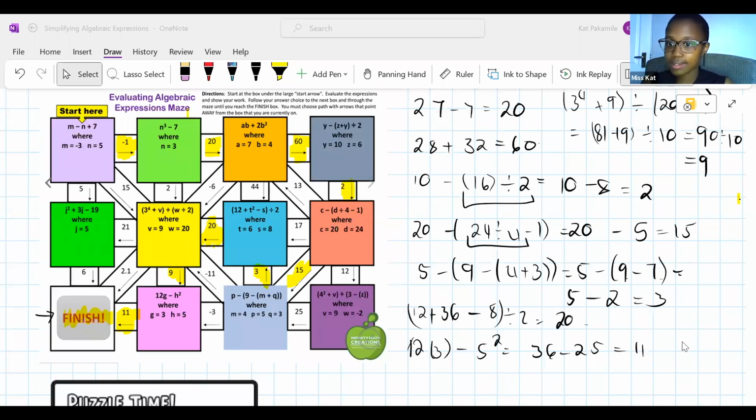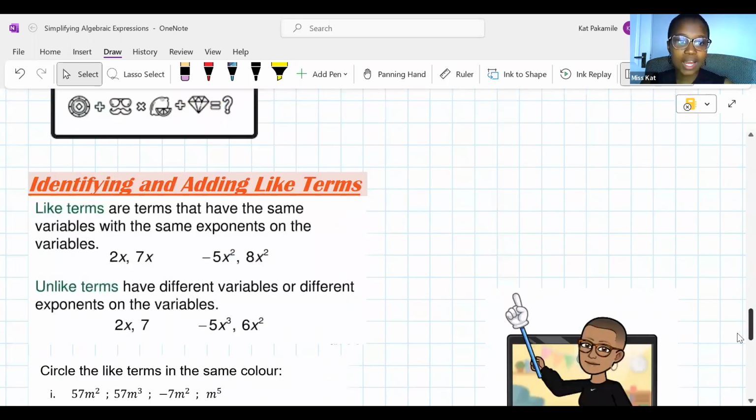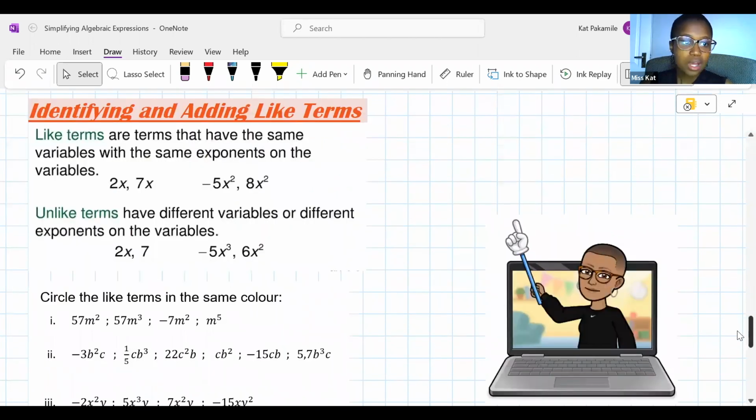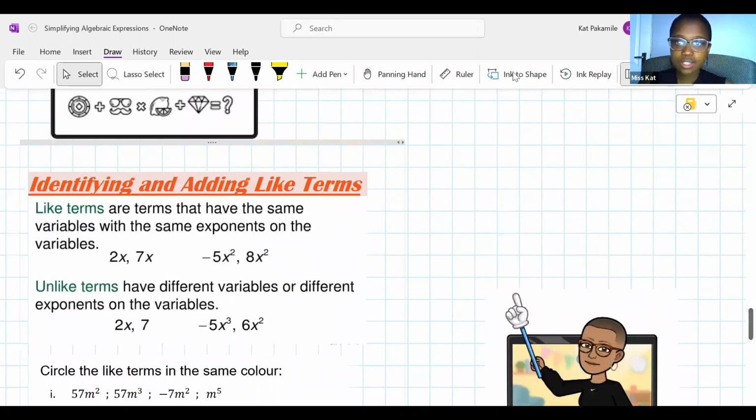Guys, brain break is over. We have other stuff to do right now, which is this. Let's talk about like terms, guys. So, defining like terms: like terms are terms that have the same variables with the same exponents, guys. Not only variables, exponents as well.